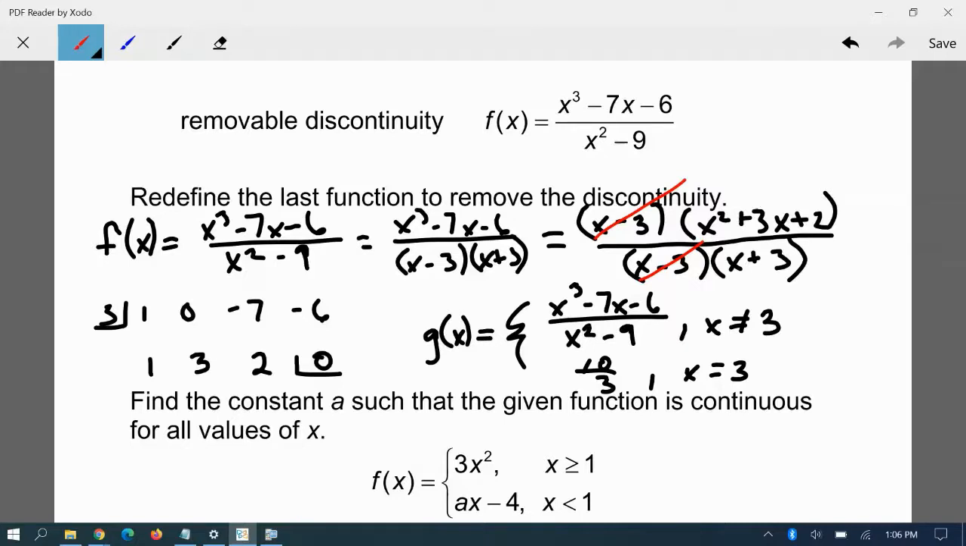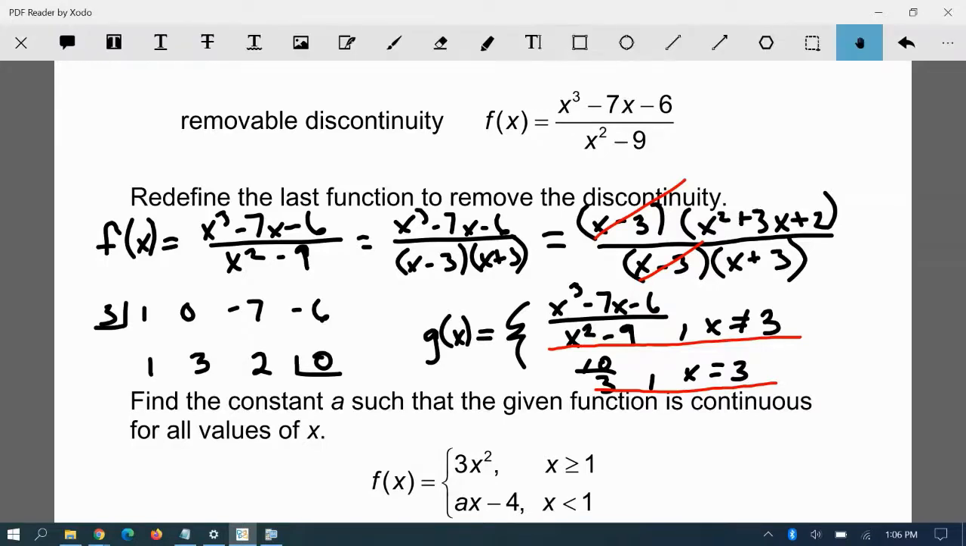I've got my piecewise function g of x defined. Notice the first part of this is exactly what we had before, that exact same function. We're removing the discontinuity at 3 by saying this is our function when x is not 3, and this is the value of the function when x is 3, and that would fill in the hole in the graph. Now, there would still be a discontinuity at x equals negative 3 because there's a vertical asymptote. I can't do anything about a vertical asymptote. I'm just stuck with that. But when it's a removable discontinuity, we can rewrite the function so that it becomes continuous.